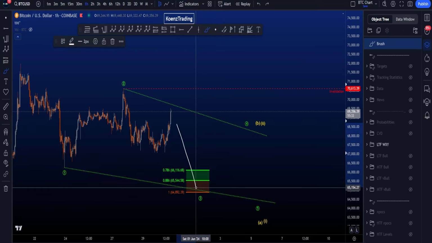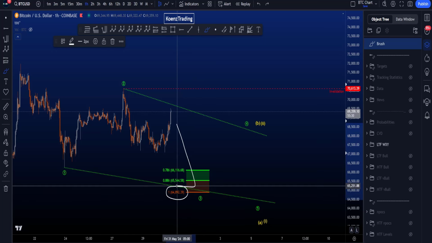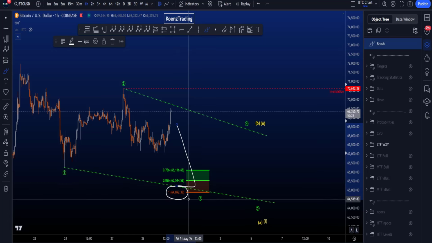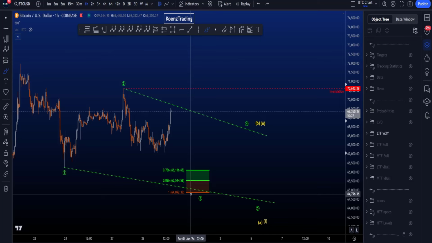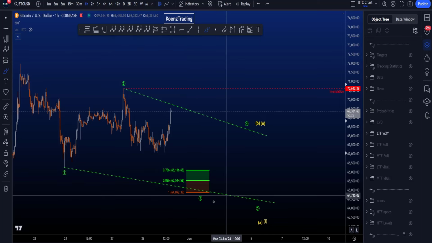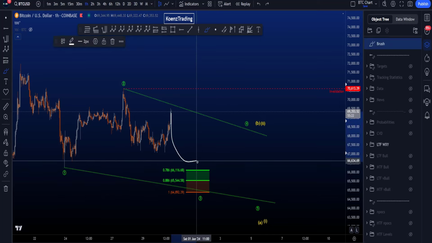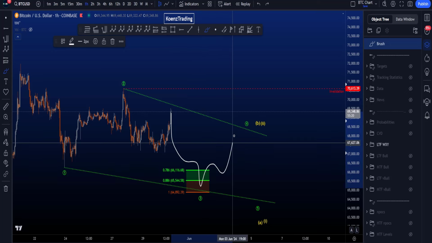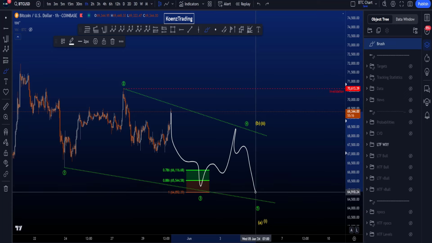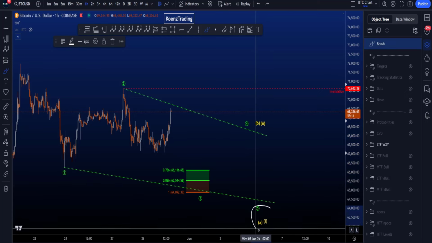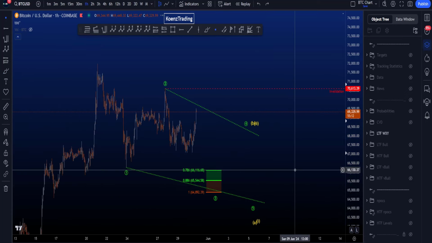Preferably, the move towards the downside stays above the 1-to-1 at 64.9k, as that would reduce the probabilities for this leading diagonal. After wave 3, we then want to see a zigzag family structure to the upside in wave 4, one more leg to the downside in 5, to then finish a bigger wave A or a wave 1.